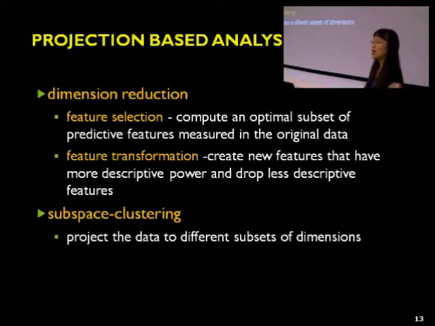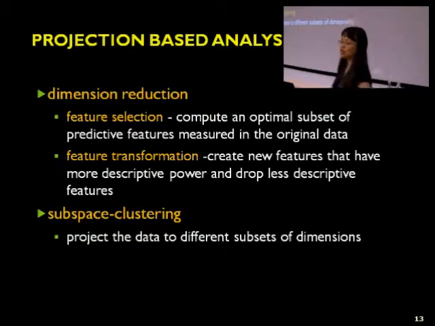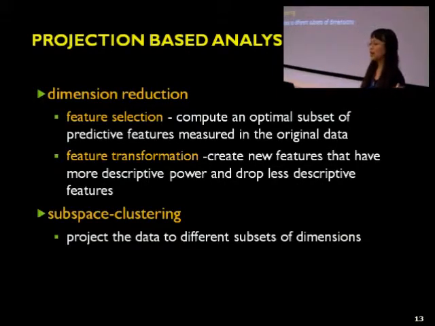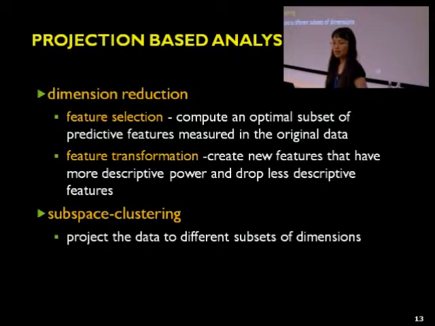Dimensionality reduction takes two different approaches, sometimes combined together. The first approach is feature selection, where you compute or identify an optimal subset of predictive features measured in the original data. Feature transformation creates new features that have more descriptive power and drops less descriptive features. For the first one, you will see a clear example in the PCA algorithm, which I will introduce in a little more detail later. For the second one, there are also many methods that you can apply.